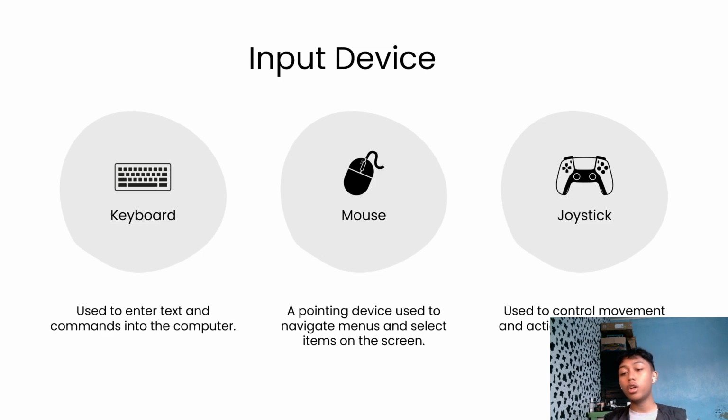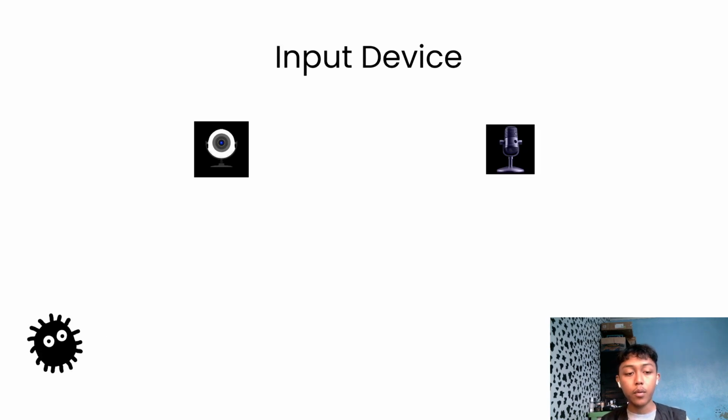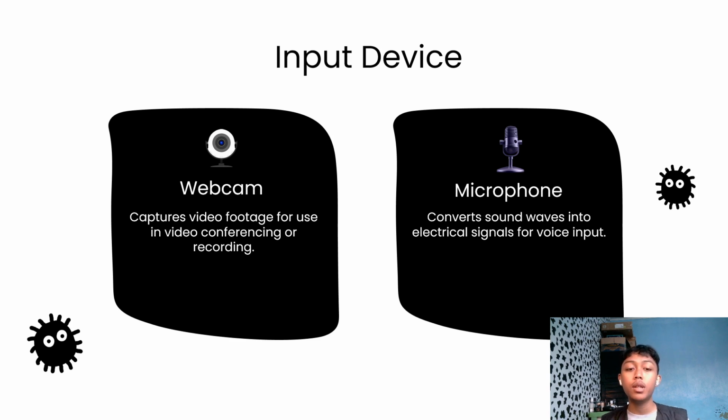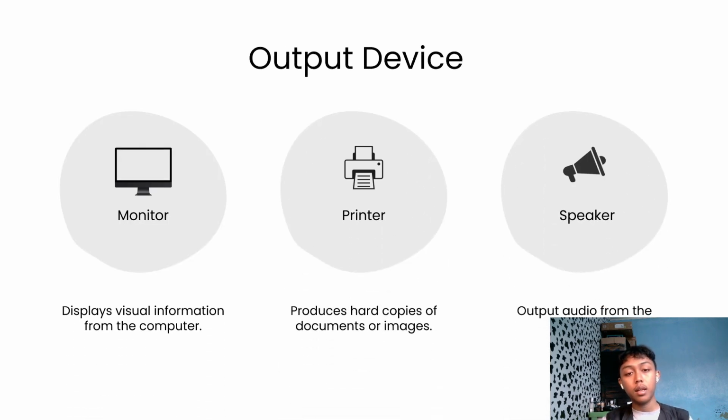The third is joystick. Joystick is used to control movement and action in video games. Next, there will be a webcam that captures video footage like this for use in video conferencing and recording. The next is a microphone that converts sound waves into electrical signals for voice input.